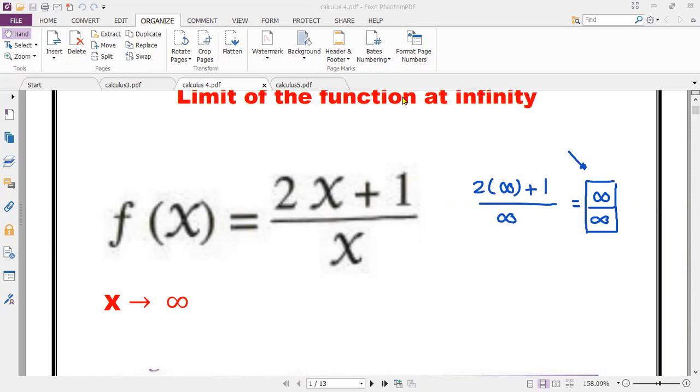So we can take a value, just a big value, like 1 million, 1 milliard, and put it in this function, and use the calculator. So let's do it now.